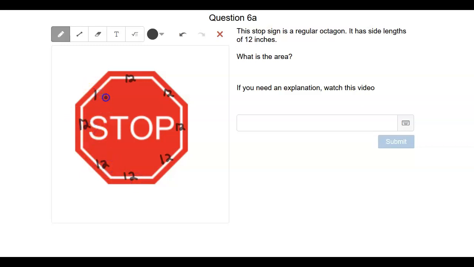Now, I'm going to take this octagon and I'm just going to make a square out of it, because I know how to find the area of a square. That is no big deal.